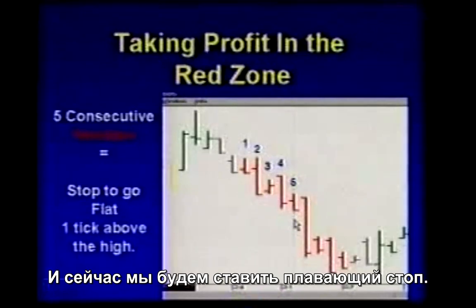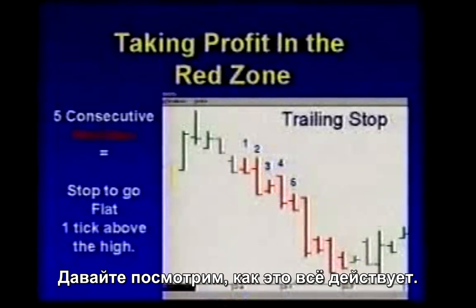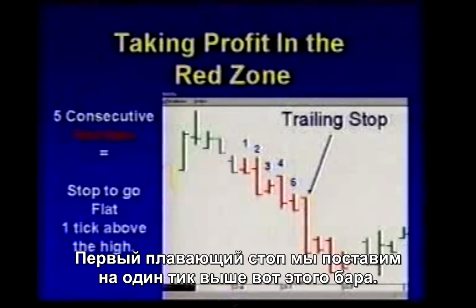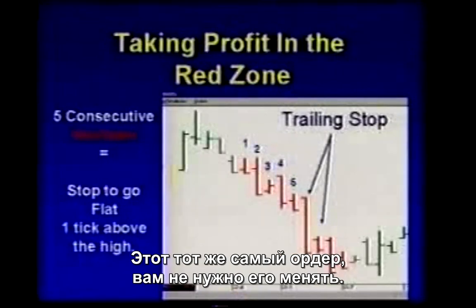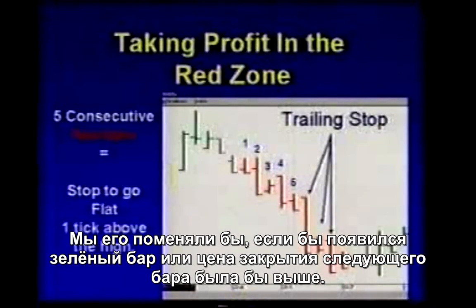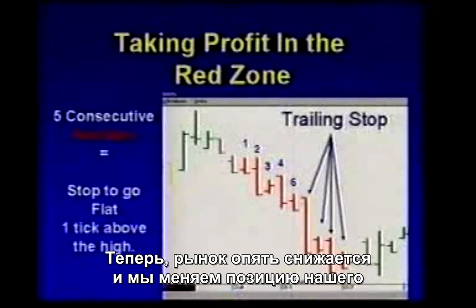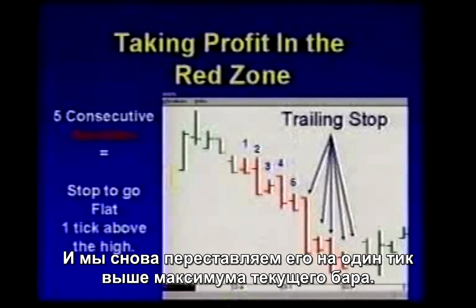Now we're going to use a trailing stop. So let's take a look at how that's going to work. First trailing stop is going to be 1 tick above the high of that bar. It's then going to move down as the market moves down. It's going to then move, that's exactly the same, so you don't have to actually change that order, but you would if it was a different number or lower. That moves down. We change our trailing stop one tick above that high. And we change it again here one tick above the high.